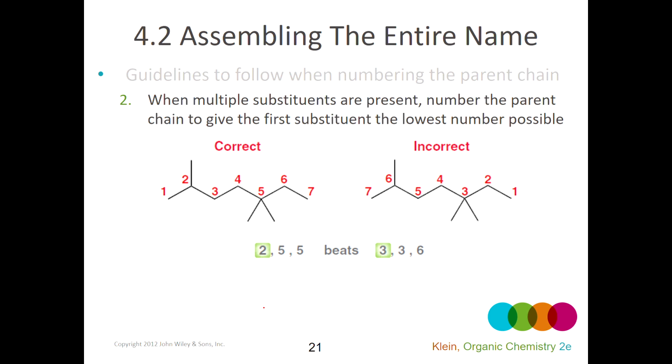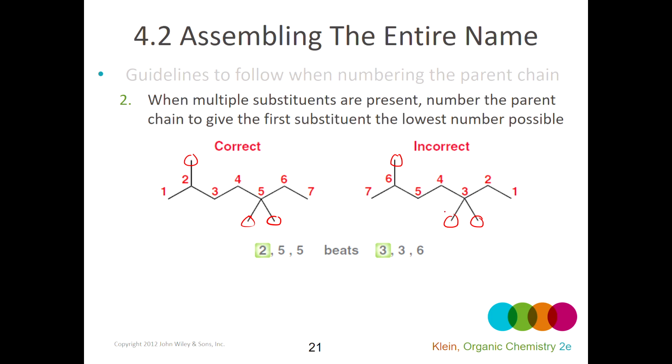Sometimes you might look at all the numbers and you won't know which ones are lower. So in this situation, I've got 7 carbons in the longest chain I can find. If I number from left to right, I get one numbering system, and my methyl groups are on 2, 5, and 5. So I'd have 2,5,5-trimethyl, because there's 3 methyls, so trimethyl heptane. If I number from the opposite side, my methyl groups are on 3, 3, and 6.